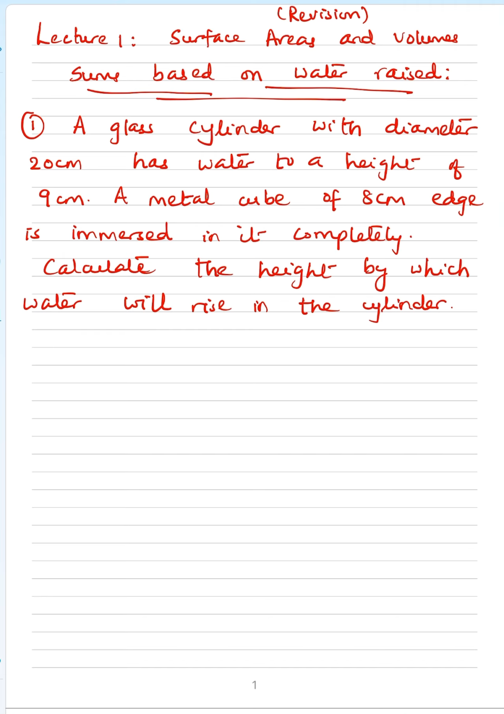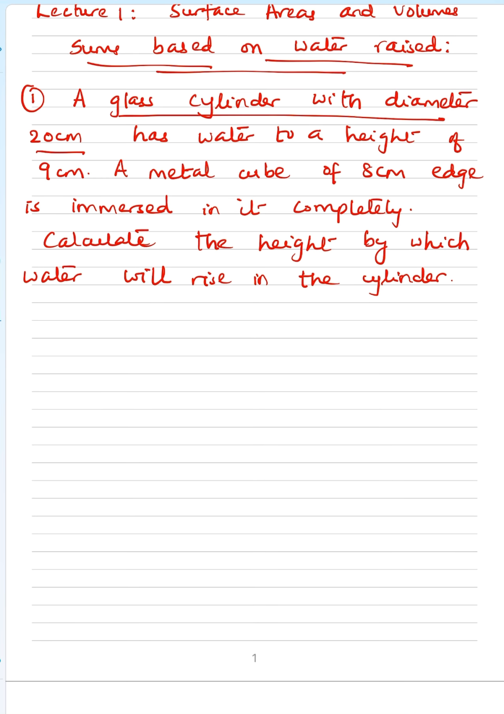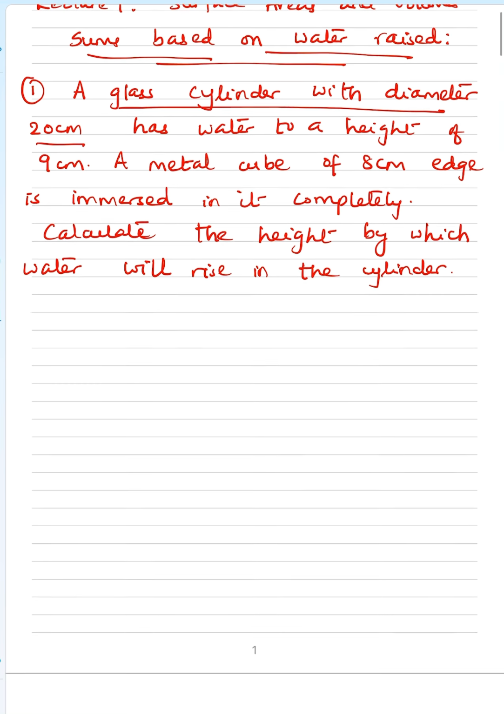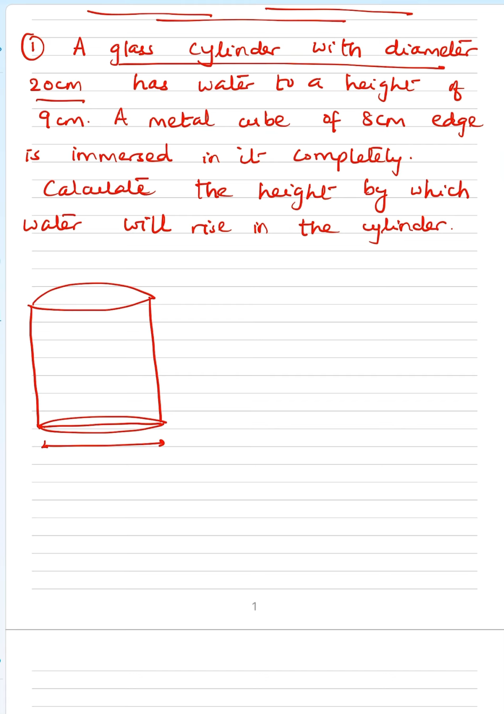Here the sum is a glass cylinder with a diameter of 20 centimeters. In this kind of sums, whenever possible, draw a figure and understand the question first. So let us draw a cylinder first. The diameter of the cylinder, from here to here, that is D, is equal to 20 centimeters, correct? So the radius will be 10 centimeters.